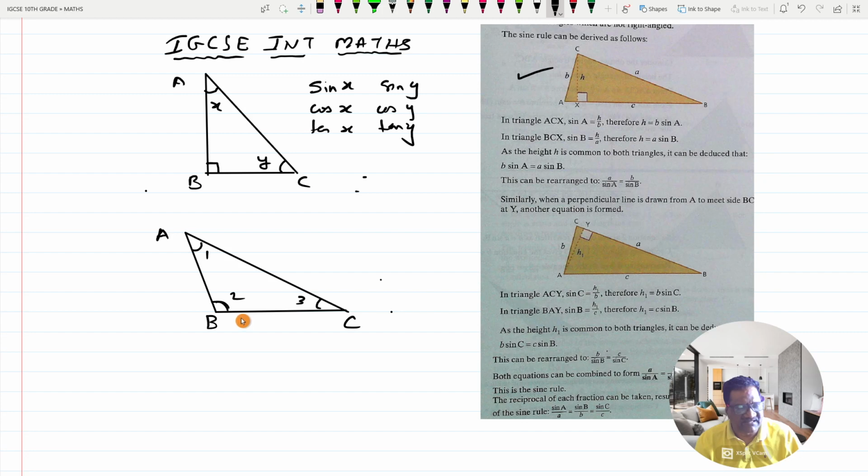This is not an acute scalene triangle. This is an obtuse scalene triangle. So let us not do this first. This we'll do later on.